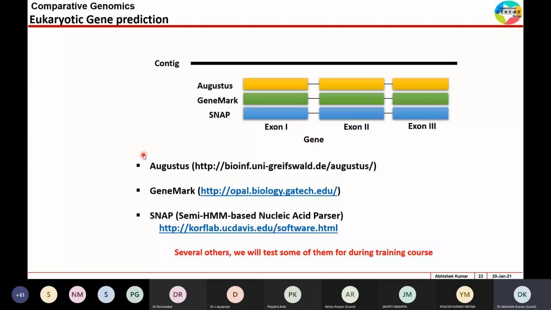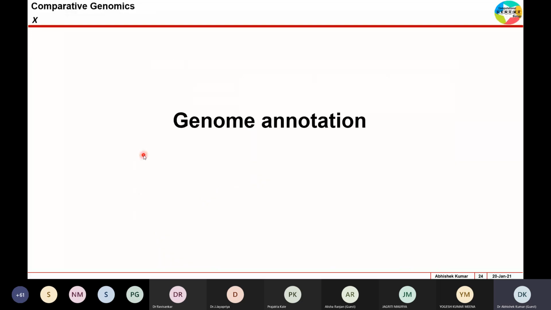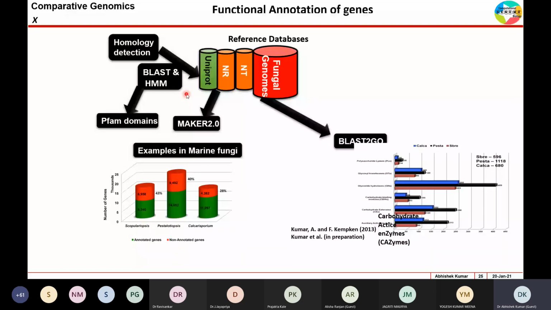Then comes genome annotation. When you're doing genome annotation, you have your genome and you use a lot of BLAST and other algorithms. Suppose I'm studying fungi, I will use fungal genomes. BLAST has the NT database, NR database, UniProt database. Look for homology detection, look for protein domains. MAKER will also do the analysis in a similar way. MAKER is a pipeline, and you can also work with a specialized tool like BLAST to pick the number of genes which are getting annotated.